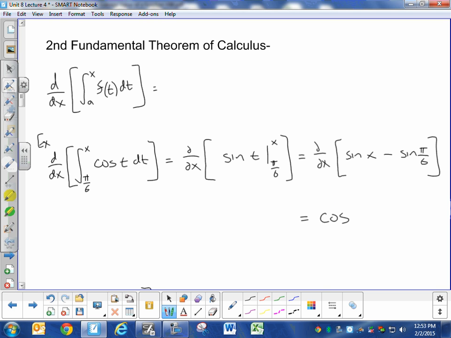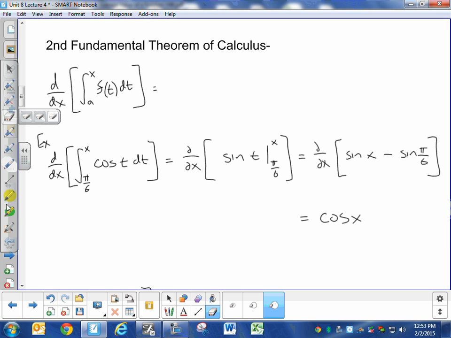Cosine. What's the derivative of sine of pi over 6? Well, sine of pi over 6 is a half, and it's minus a half. What's the derivative of a half? 0. So it turns out the derivative of sine of pi over 6 is just 0. So this is just cos x minus 0, or just cos x.